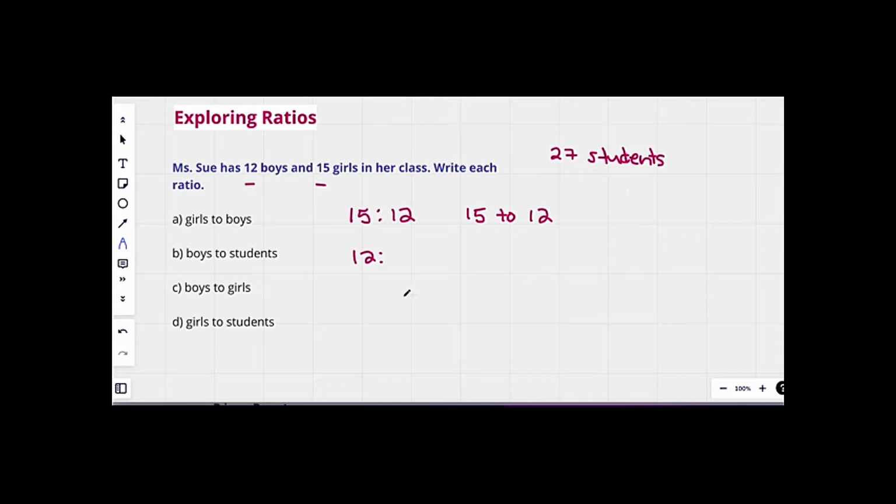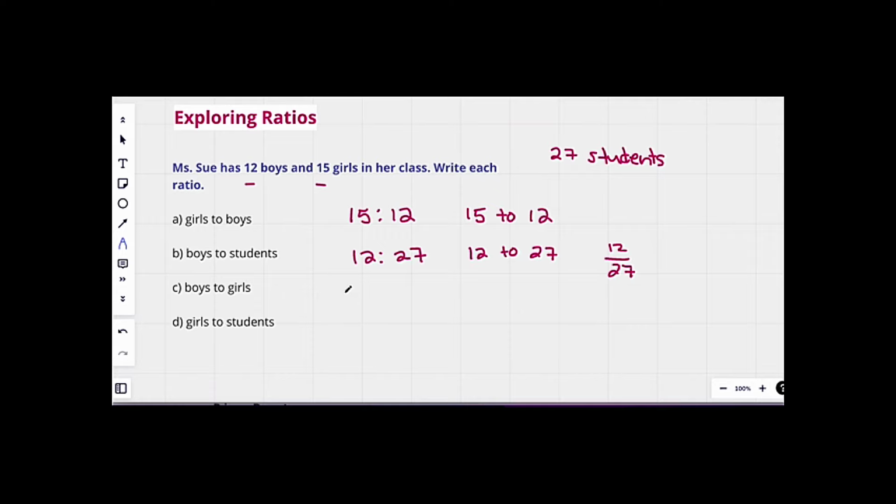So what do we have all together? We've got students. So boys to students, we've got 12 boys and how many students? 27 students. So our ratio of boy to students is 12 to 27, or because this is a part to whole ratio, we can also show it as a fraction of 12 over 27. Remember, we only do this when we have a part to whole ratio.